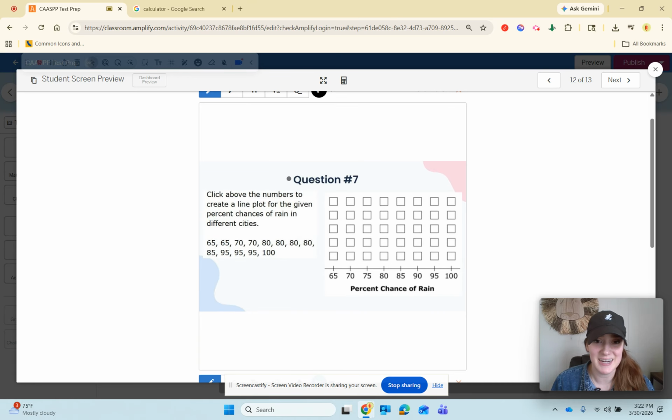Ignore them. It's going to be different for every student, based on what version or test you're looking at. Okay, so it says, click above the numbers to create a line plot for the given percent chances of rain in different cities.